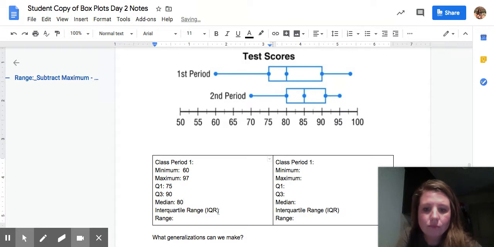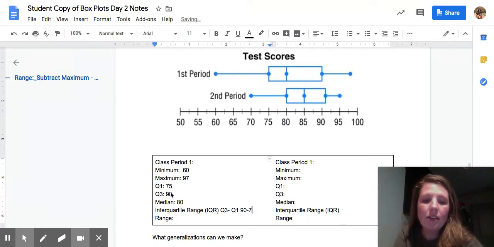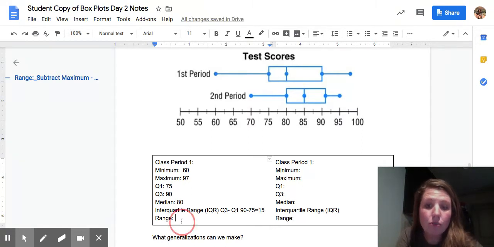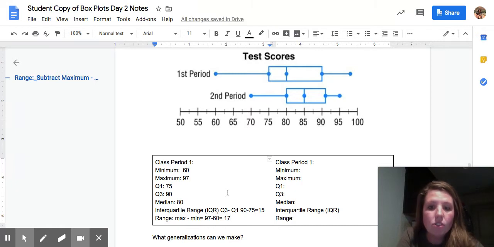And then for our interquartile range, if you remember, that's Q3 minus Q1. So for this, that would be 90 minus 75, which is 15. Okay, so that would be your interquartile range. Then your range is your maximum number minus your minimum number, which would be 97 minus 60, which gives us 37 for the range. Okay, so that would be class period 1.